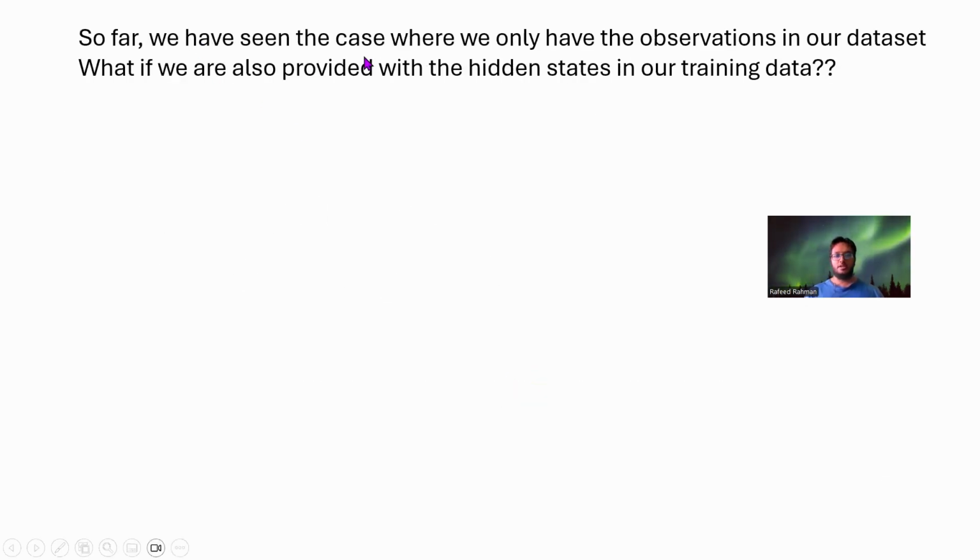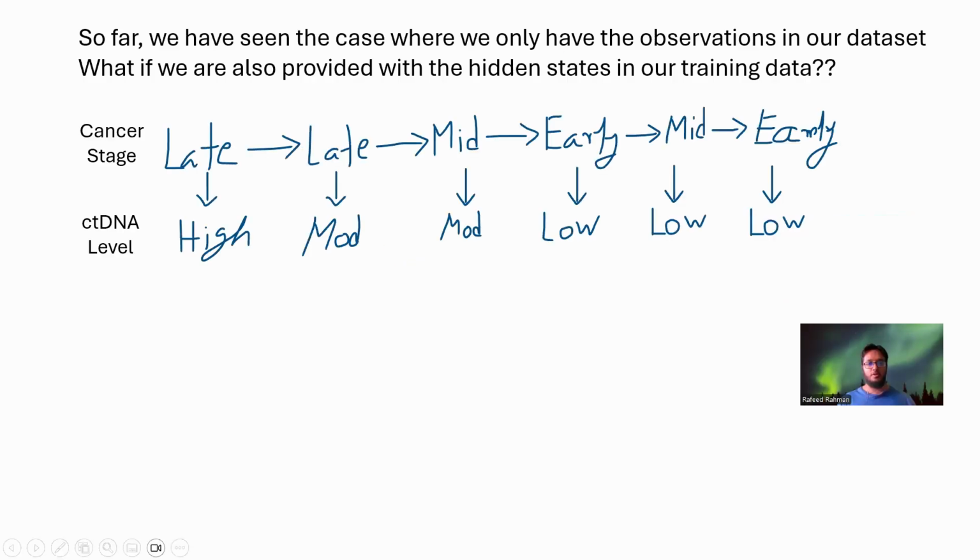So far we have seen the case where we only have the observations in our data set and not the hidden states. But what if we are also provided with the hidden states in our training data? You can have very high quality training data where you have the hidden states and the observations. That is actually good for you, right? Because that is high quality data. So your data may look like this. This may look like one of your sequences. These are your observations: high, moderate, low ctDNA burden. And you also know the cancer stages, which are the hidden states.